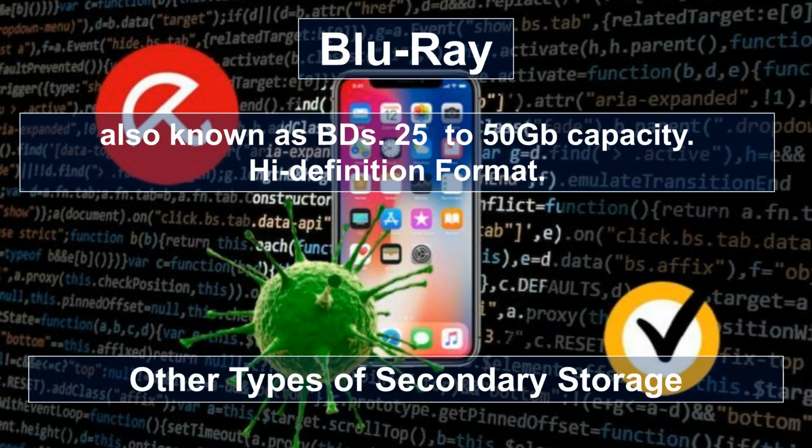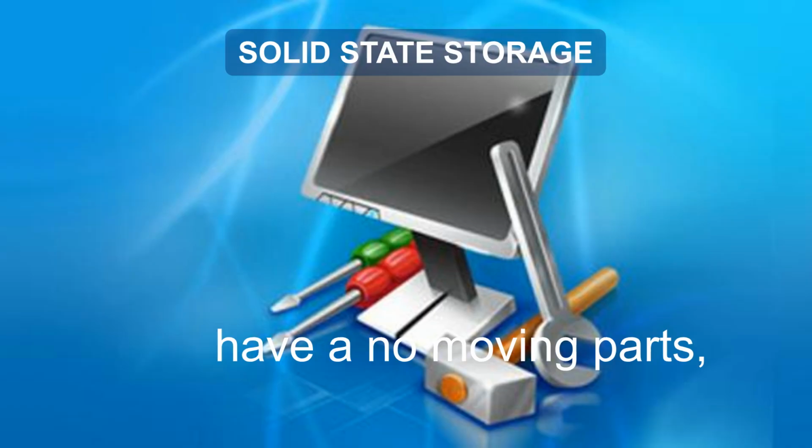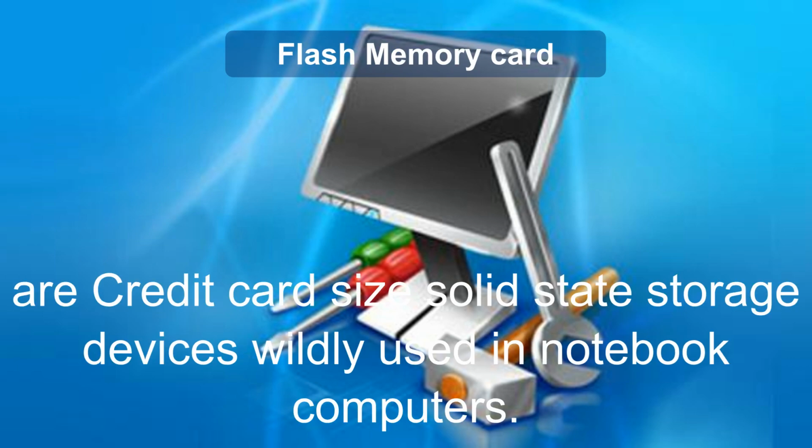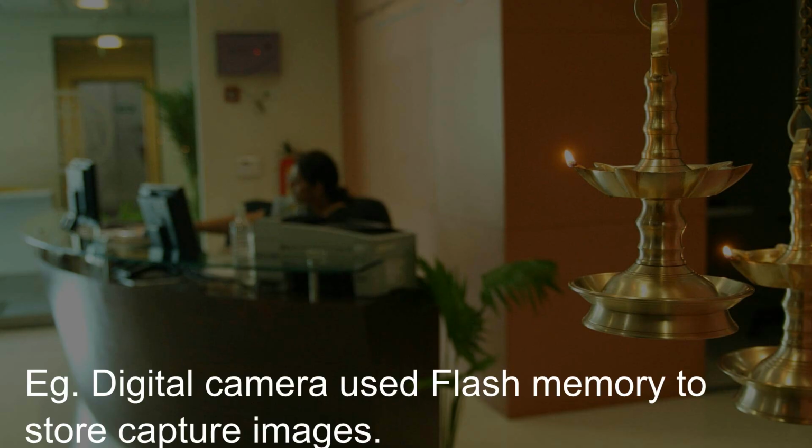Solid-state storage devices have no moving parts. Flash memory cards are credit card-sized, solid-state storage devices widely used in notebook computers. For example, digital cameras use flash memory to store captured images. Magnetic tape uses sequential access, meaning data is accessed in a specific order.